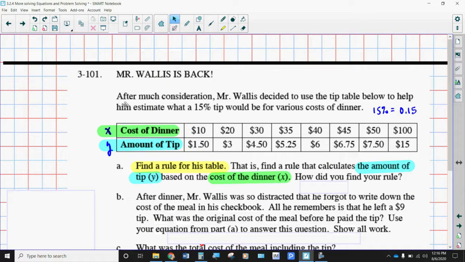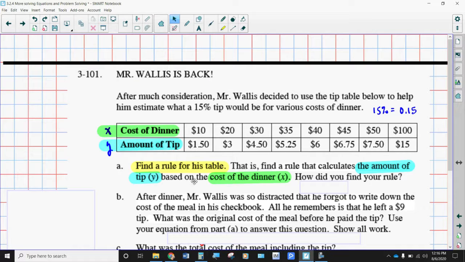All right, last problem. We get to revisit Mr. Wallace's tip table. After much consideration, Mr. Wallace decided to use the tip table below to help him estimate what a 15% tip would be for various dinner costs. This is not exactly the same as our tip table. We use some friendlier numbers, but this is certainly a good one. I think ours started at $10 and went to 100, just like Mr. Wallace's here, but he includes 35 and 45, where we just counted by tens.